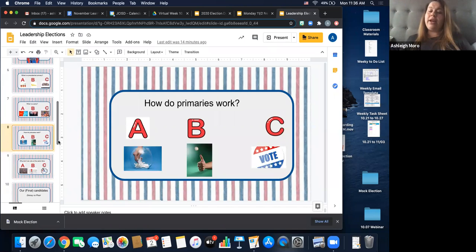So how do elections work? Is it A, pulling a name out of a bowl? B, flipping a coin? Or C, voting?